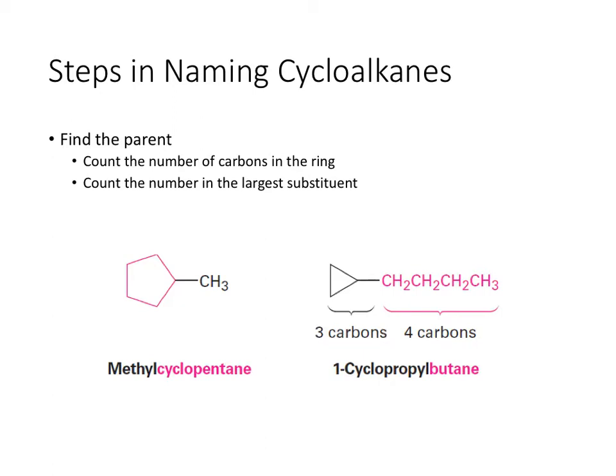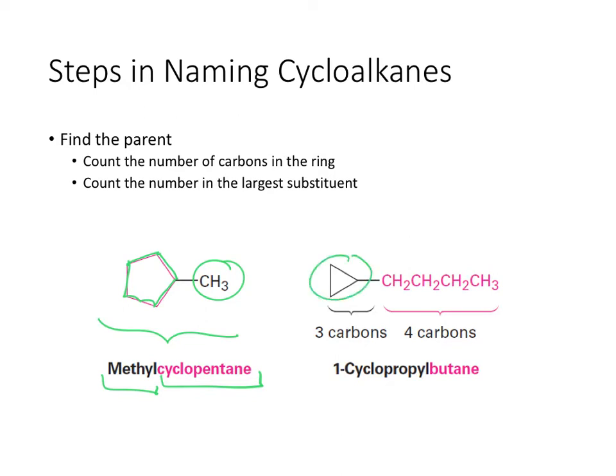When you have a ring and you want to name it, you first want to find the parent. So the parent is either the ring or whatever is attached to the ring that has the greatest number of carbons. So for example, here, the substituent just has 1 carbon, it's a methyl group, but the ring has 5 carbons. So the parent is going to be the ring. So the parent name is cyclopentane, and then we have to indicate there is a methyl, so we write methyl in front of that. And when you have just 1 group on a ring, you don't have to assign it a number.